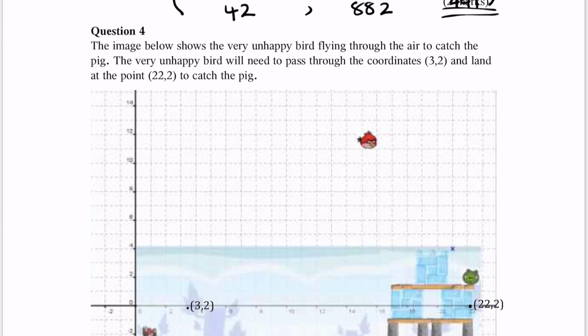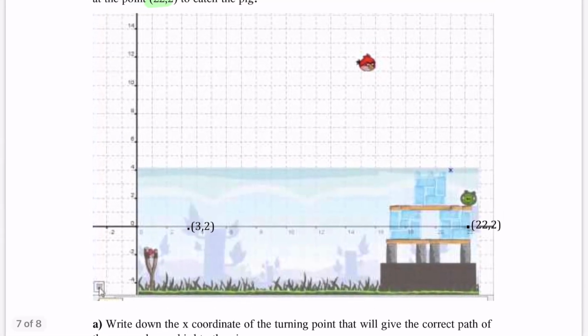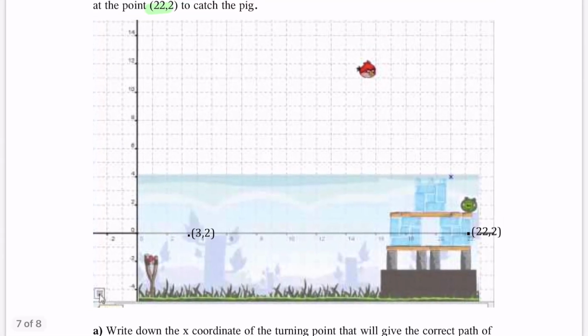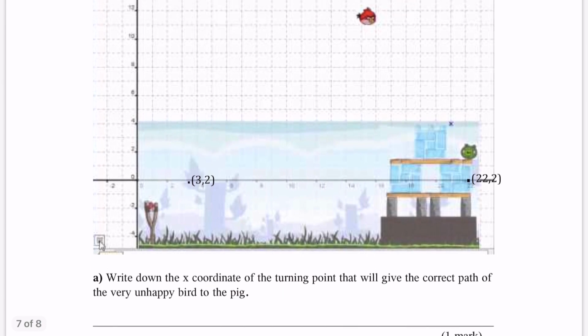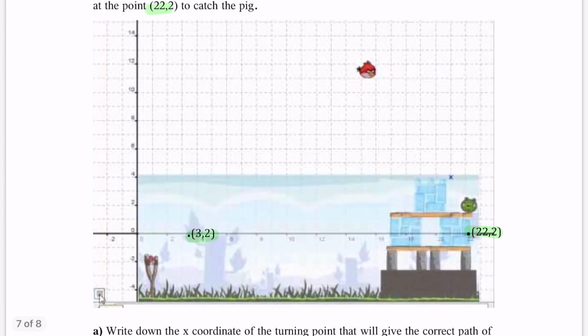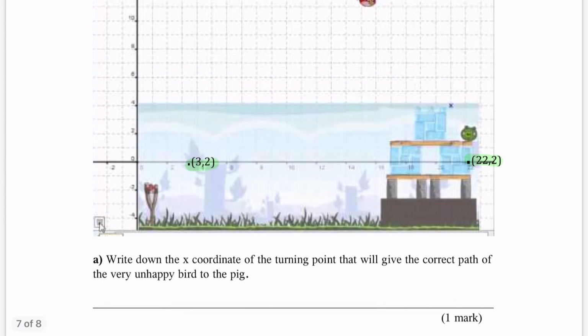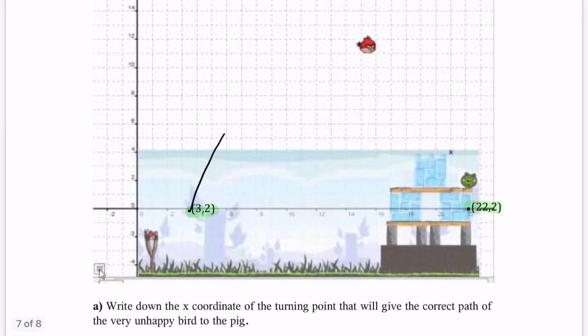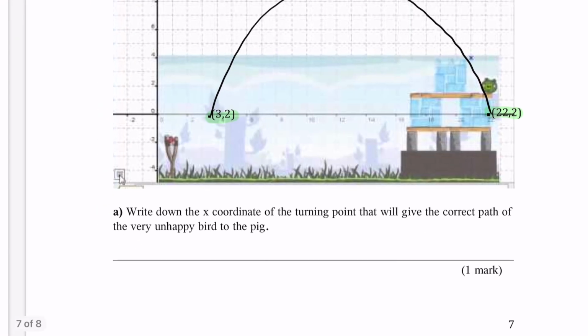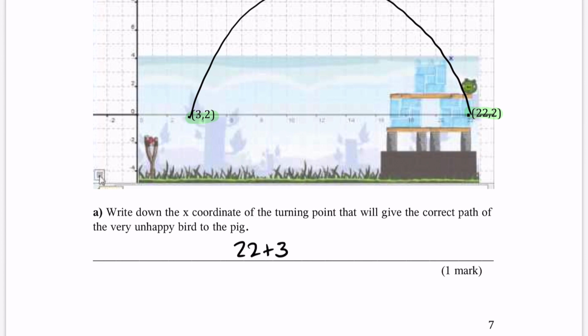The image below shows the very unhappy bird flying through the air to catch the pig. Very unhappy bird needs to pass through the coordinates 3, 2 and land at the point 22, 2 to catch the pig. So first of all, write down the x coordinate of the turning point. Since we know that it's going to start here and land there, the turning point's always going to be in the middle of this flight path. So the x coordinate is simply going to be 22 plus 3 divided by 2. So that's 25 on 2.